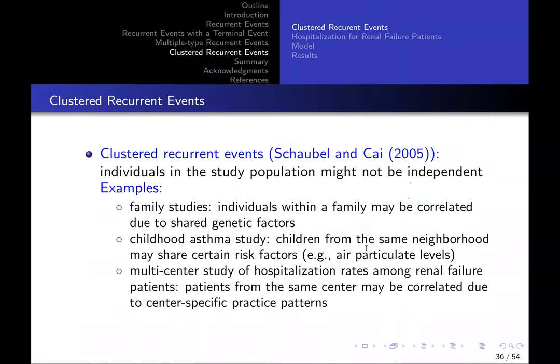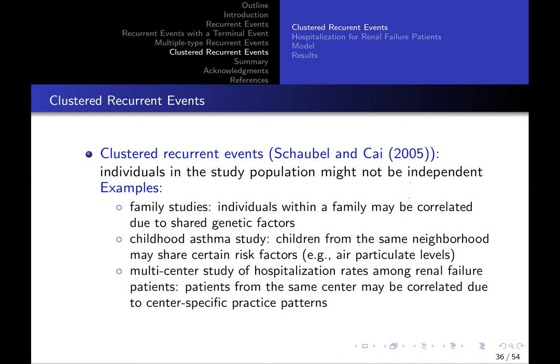So that's an extension. One further extension I would like to talk about, and then I'll take questions, is that sometimes you involve not just one level of what you call clustering. You can think of the repeated events within a person as a cluster, but there could be situations where you have multiple levels of clustering. So this topic is clustered recurrent events.